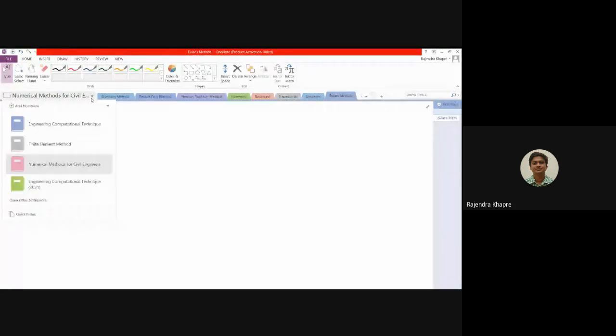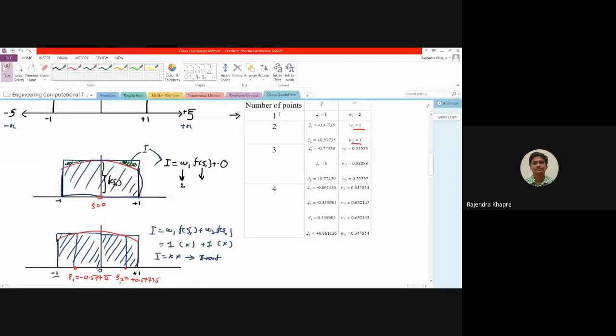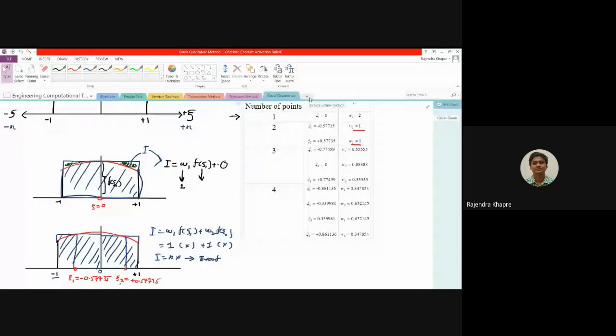Okay, so in the integration part, we have seen the trapezoidal method and the Simpson's method, Gauss quadrature method, and we have also seen this one, that is the bisection method, Euler's method, and Newton-Raphson method.